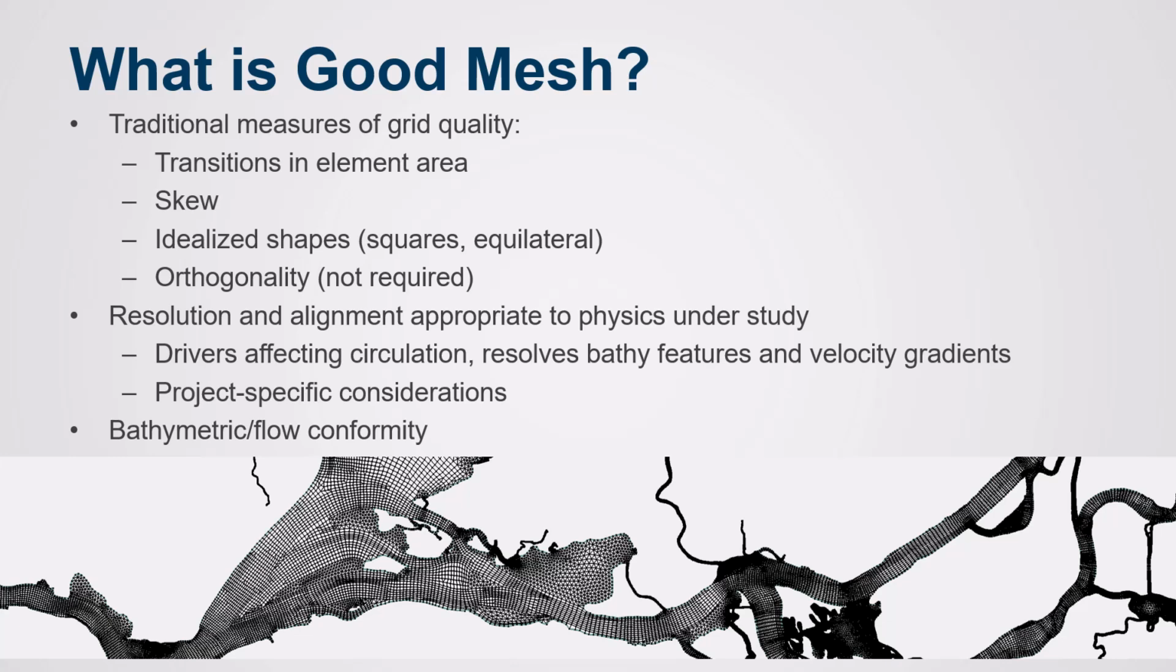One topic that will come up a lot this session is bathymetric or flow conformity, where you want the mesh to either follow along the contours of the terrain or be aligned with the flow direction. This is an important requirement for gridding, probably more so than the traditional measures of grid quality, although you have to keep a balance between the two.